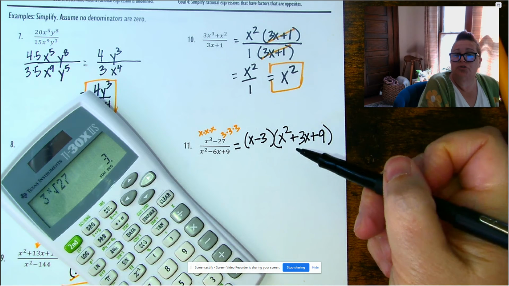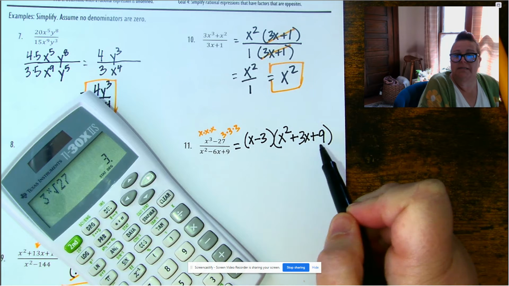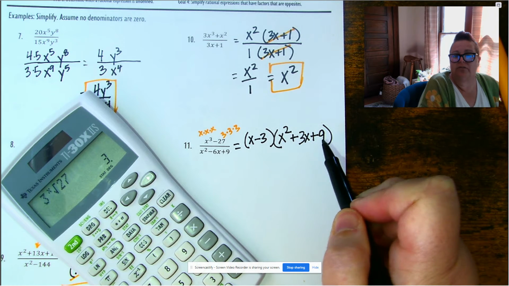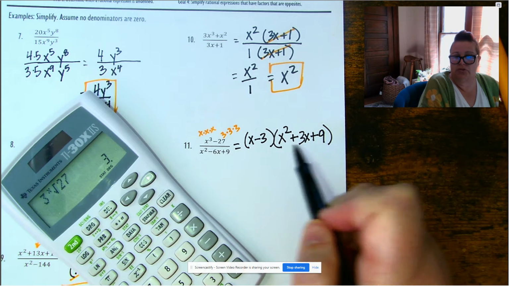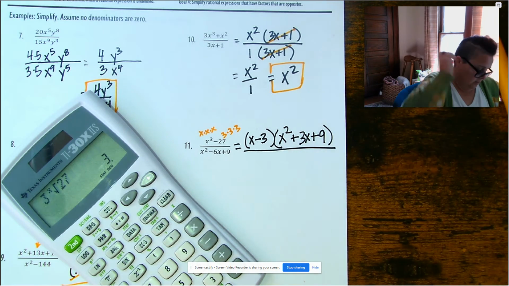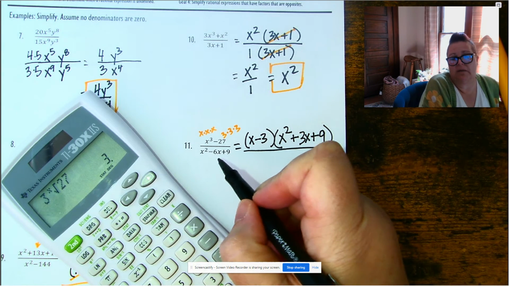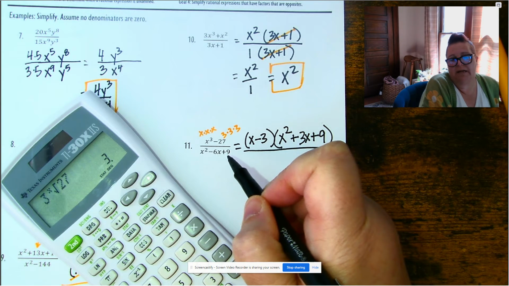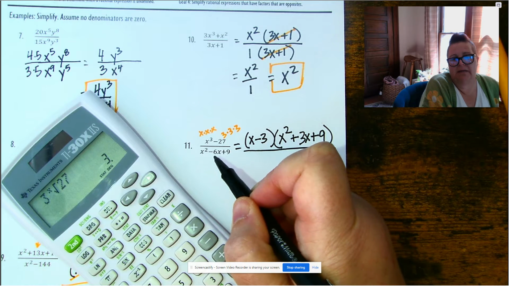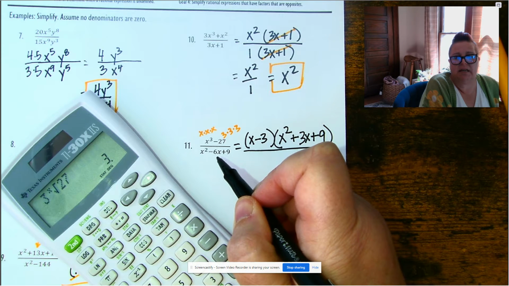Great. And then as you hopefully remember, this particular trinomial is not going to be factorable. We can't factor that any further. That's prime. The trinomial here is prime. So it's done. Okay. All right. Then for the denominator, we have again a trinomial where we multiply to give 9 and add to give a negative 6. So what numbers multiply to give us a 9 but add to give us a negative 6?